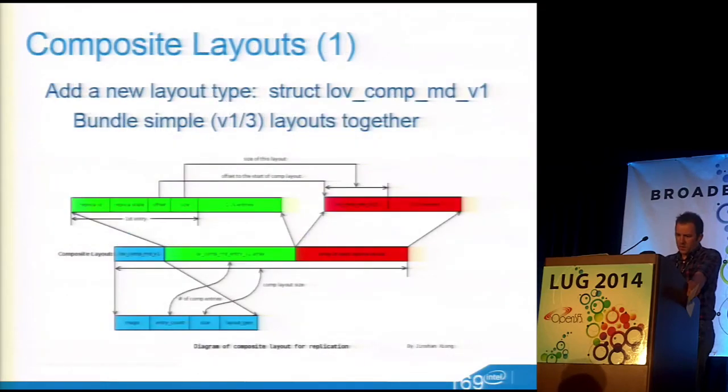But now a little bit about the design itself. Jinshan made this awesome drawing, which I really liked. I don't claim that it explains it very well in this context, but it is a very good drawing. So we have a new layout type, LOV_COMP_MD_V1. So this is the V1 composite layout type. And it just gives us a simple way of bundling the simple V1 and V3 layouts together. So we say we have this many V1 layouts, each representing a replica of the file, or each representing an extent of the file, or some mixture. And we just describe how they live together.